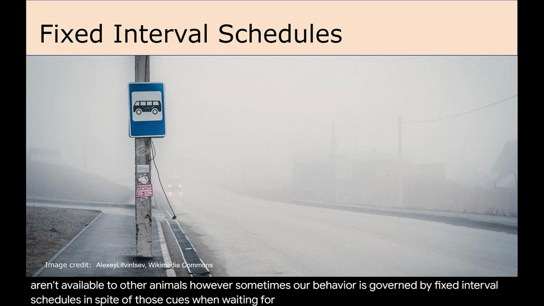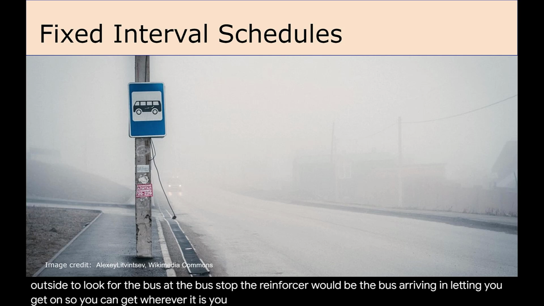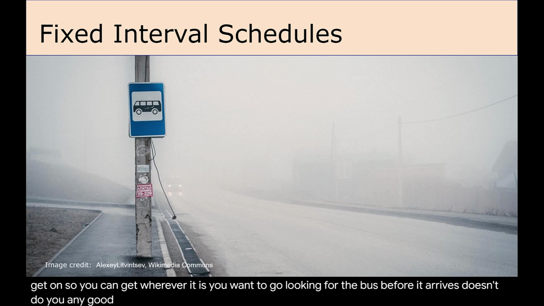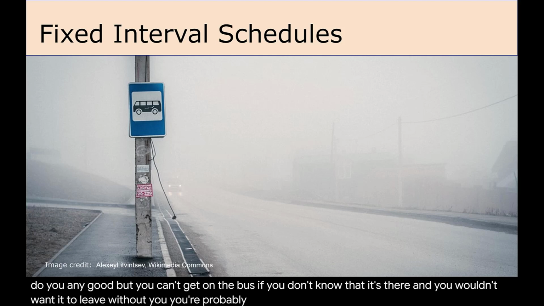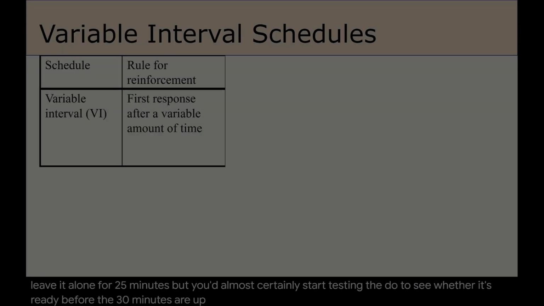When waiting for a bus, the operant response might be going outside to look for the bus at the bus stop. The reinforcer would be the bus arriving and letting you get on so you can get wherever it is you want to go. Looking for the bus before it arrives doesn't do you any good, but you can't get on the bus if you don't know that it's there, and you wouldn't want it to leave without you. You're probably unlikely to get up and check for the bus when you know it's supposed to be 10 minutes away, and much more likely to get up and check if it's a minute or 2 away.